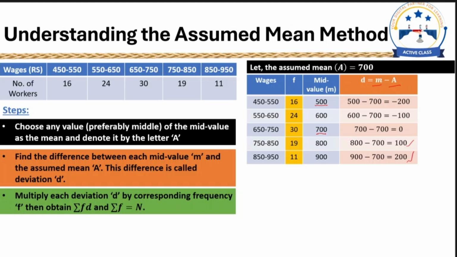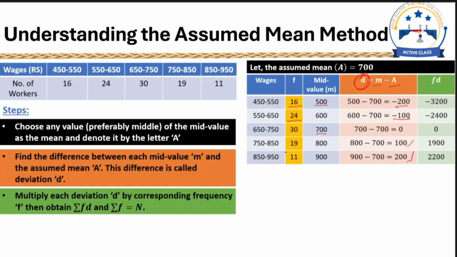Now, this deviation D will be multiplied by the frequency. Multiply each deviation D by corresponding frequency, then obtain summation FD and summation F. See, in the previous method, we used to multiply the mid value with frequency. Now in this method, we multiply the deviated value with the frequency. Means this minus 200 will be multiplied by 16 and it will be minus 3200. Likewise, if you multiply this minus 100 with 24, then it becomes minus 2400.